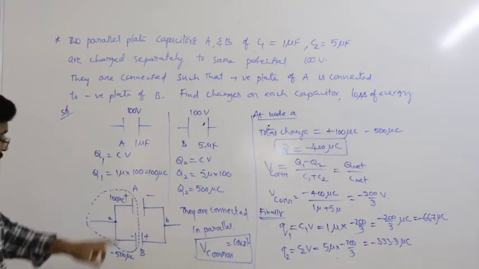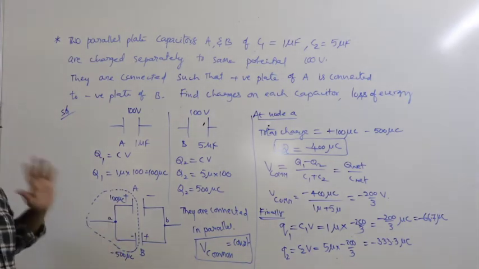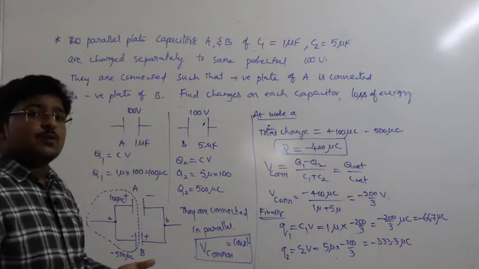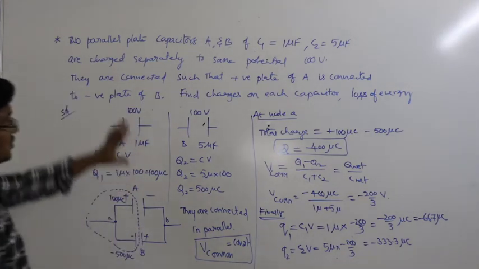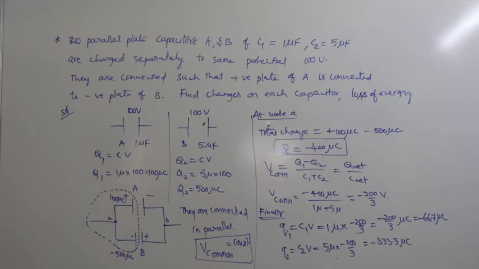Here positive and negative are connected, that is why the charge is Q1 minus Q2. If same polarities are connected, the charge will be Q1 plus Q2. So this is how the charges are distributed after the common connection.